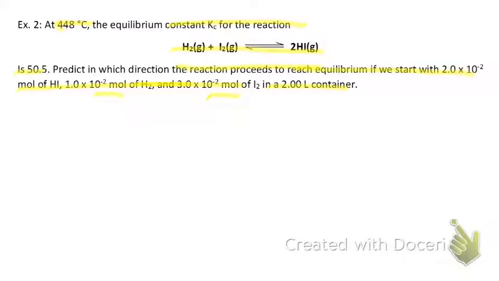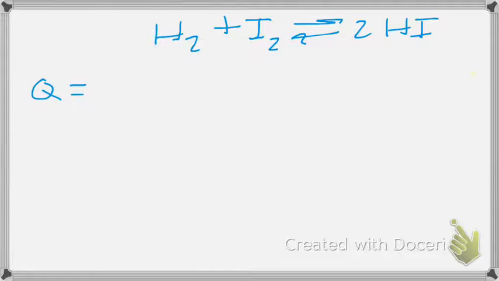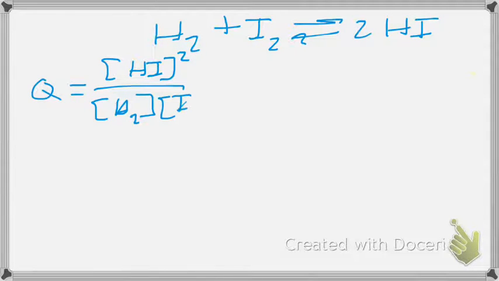Okay, so I'm going to go to a whiteboard here so that I have more room to do this problem. So our reaction, remember, is H2 plus I2, reversible reaction with 2HI. Okay, the equilibrium expression, writing for Q, is going to be HI squared over H2 and I2. Okay, so there's our expression for Q.